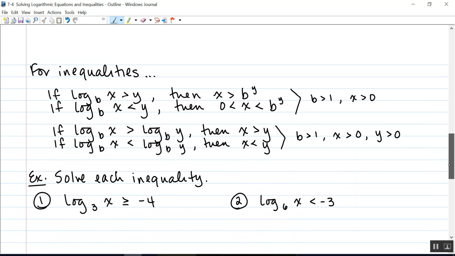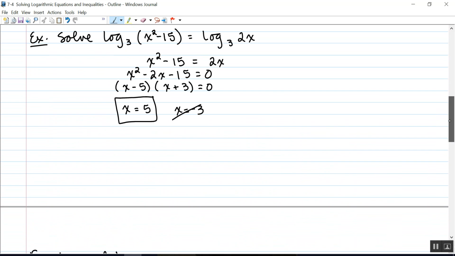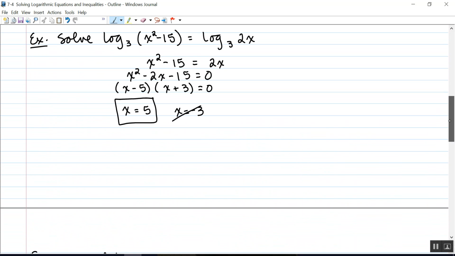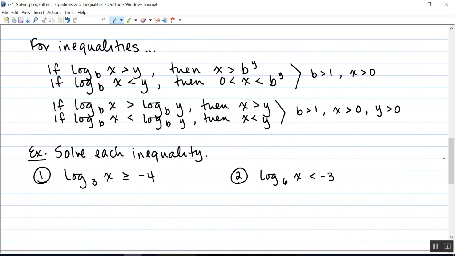Now for inequalities, for inequalities, we have a couple rules here. So if there's only one log in the inequality, if log base b of x is greater than y, and here we have if log base b of x is less than y. This is a little confusing.